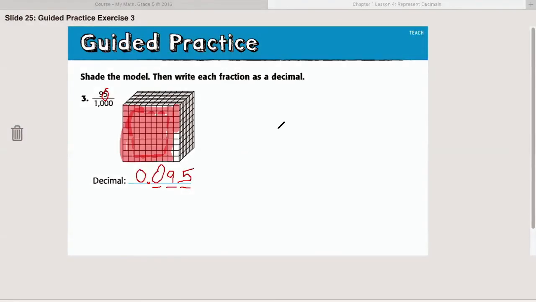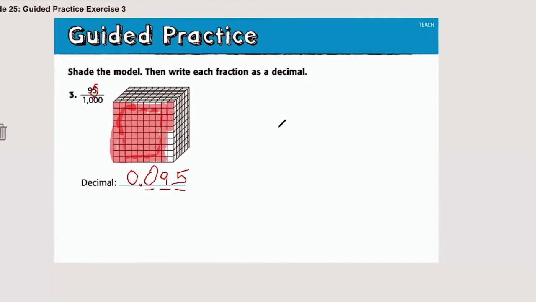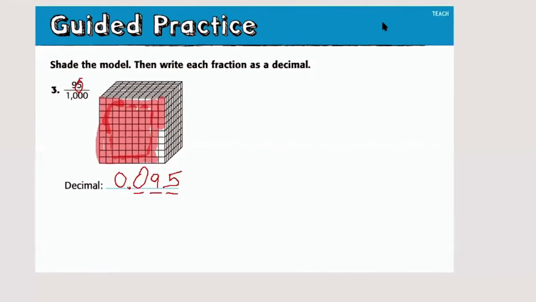Okay? That brings us to the end of our direct instruction today. Go ahead and turn to page 31 and begin independent practice. See you soon.